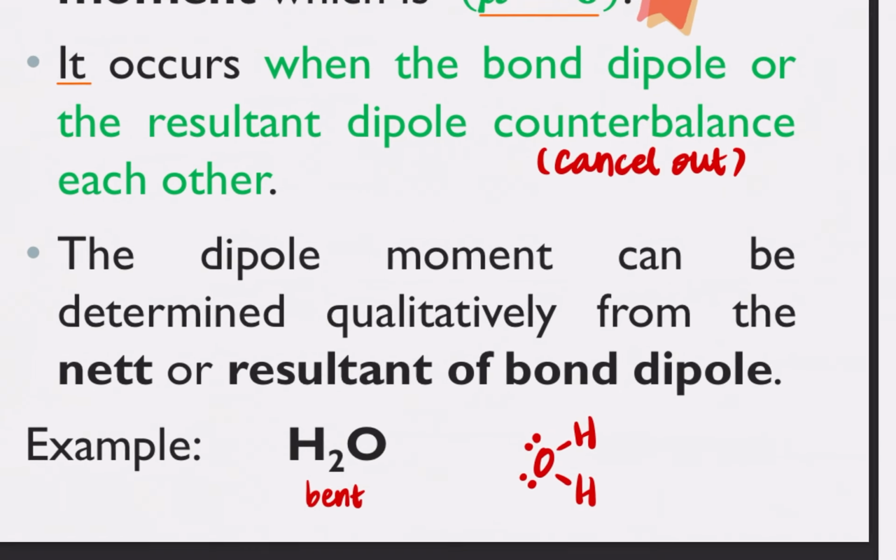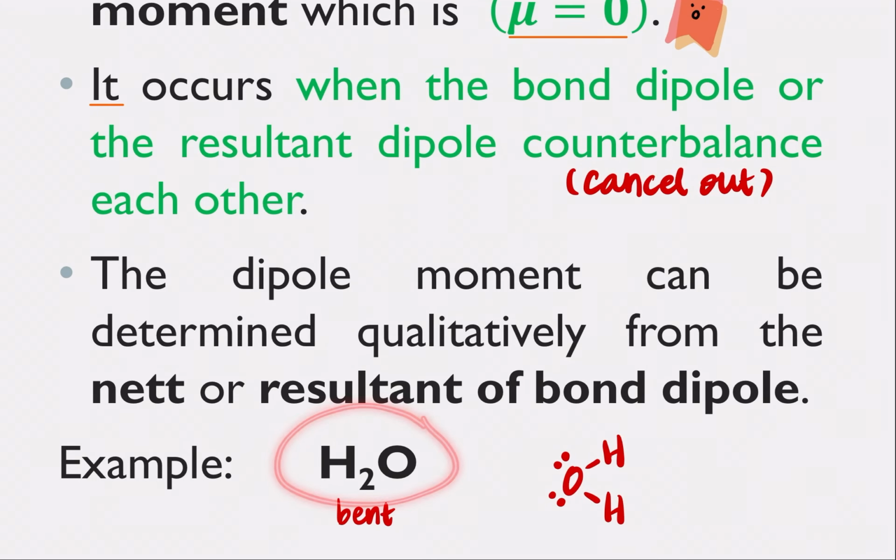So let's say if we have water, so water is actually a polar molecule. So why is it polar?